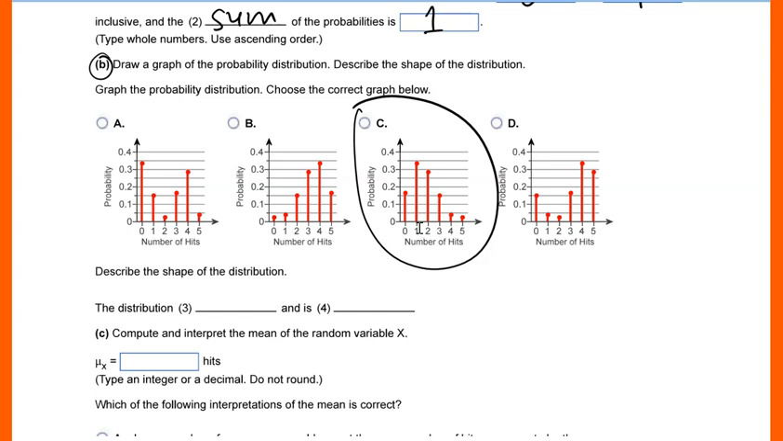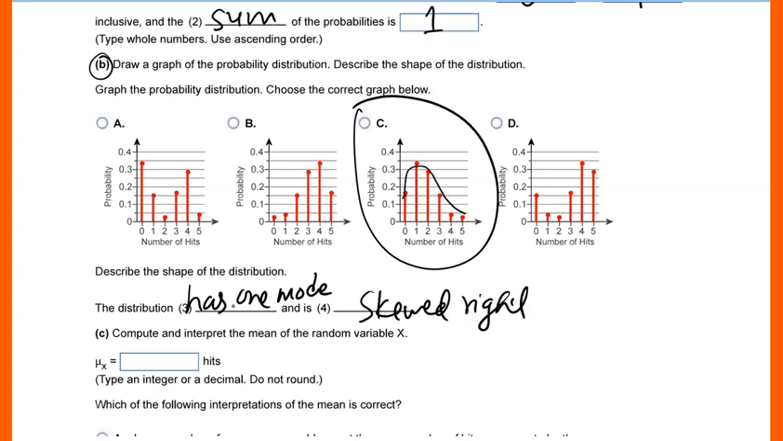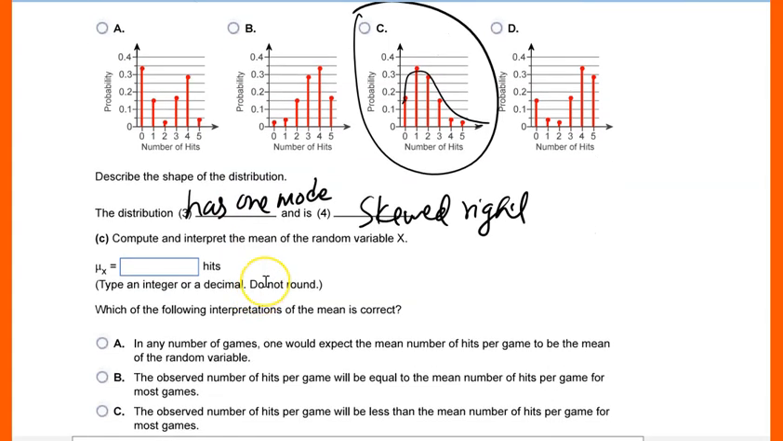We call this distribution one that has one mode. First you describe the shape of the distribution, right? And you write this: the distribution has one mode, and the shape is going to be skewed right. I can see that, like this, skew right. Okay, makes sense.